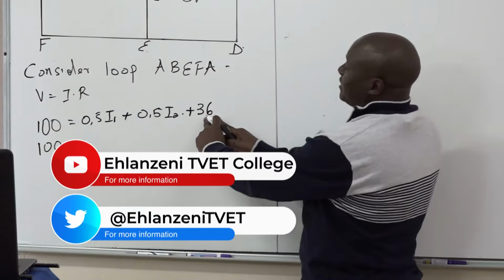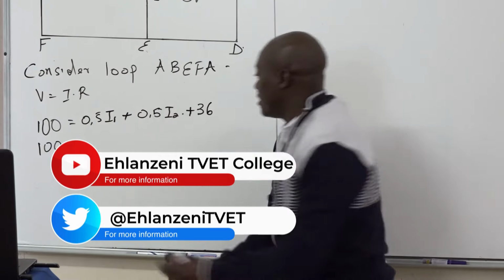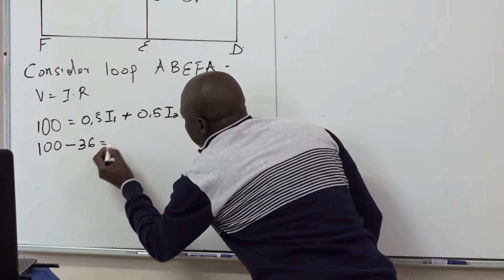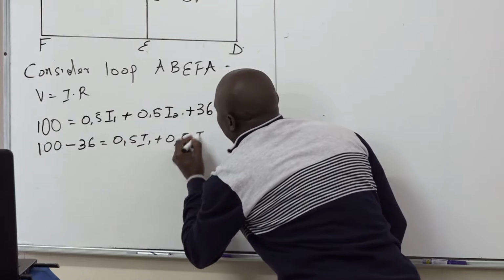I will take the 36 to the other side. Obviously, it will change sign. It will be minus 36, which equals 0.5 I1 plus 0.5 I2.